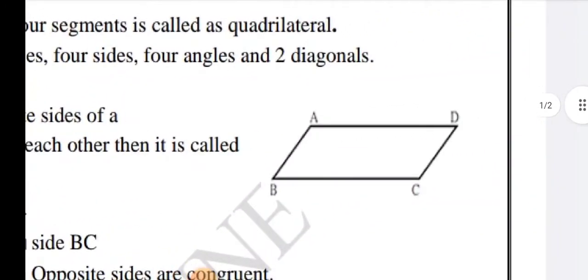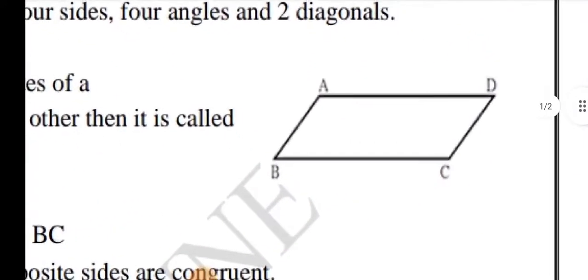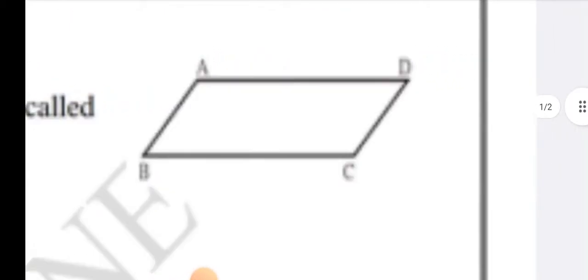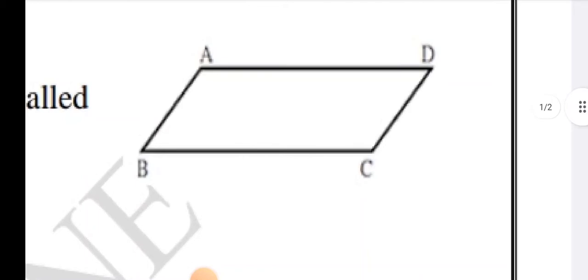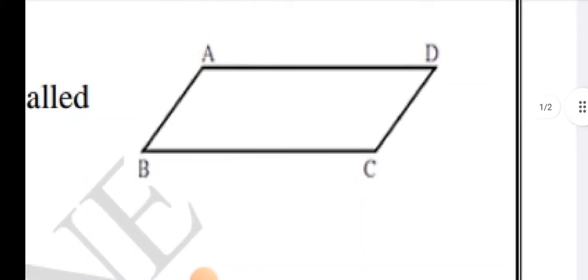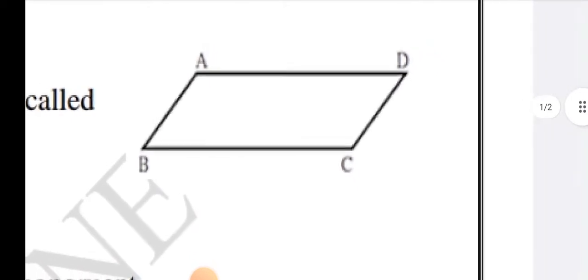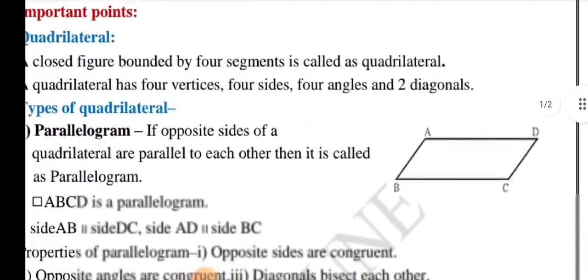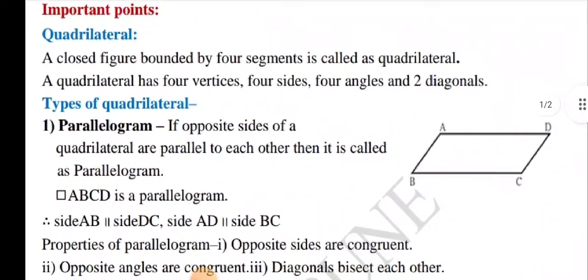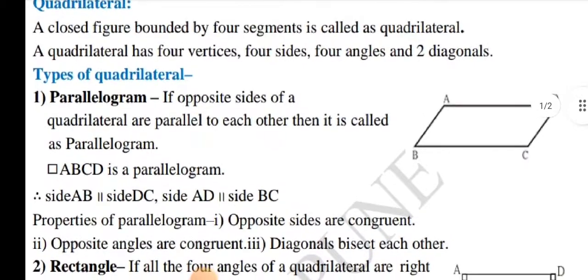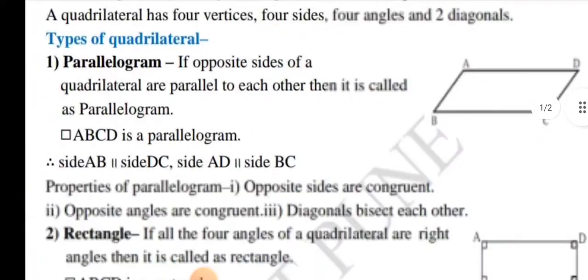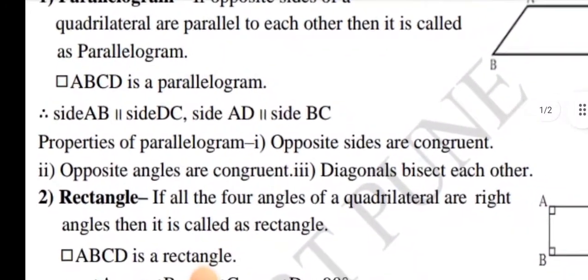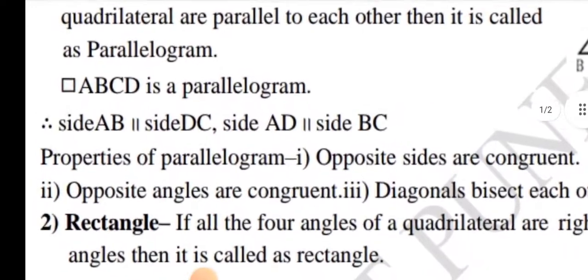Here, as shown in the figure, ABCD is a parallelogram because opposite sides of quadrilateral ABCD are parallel. AB parallel CD as well as AD parallel BC. Therefore, quadrilateral ABCD is a parallelogram.